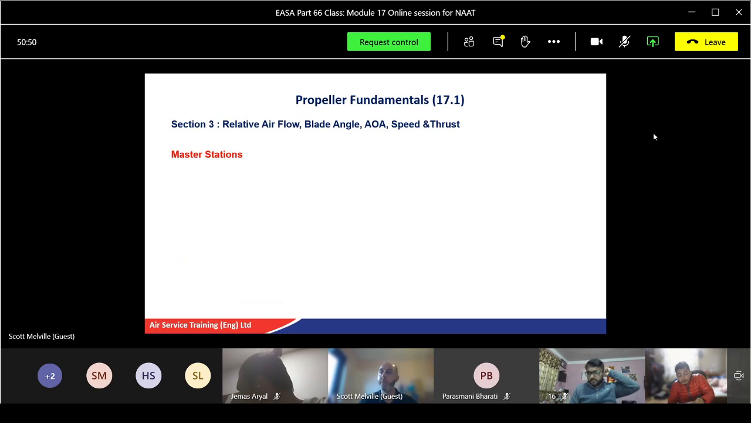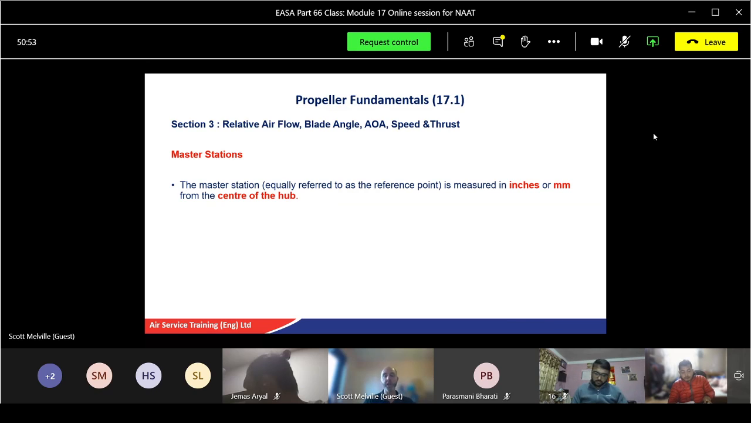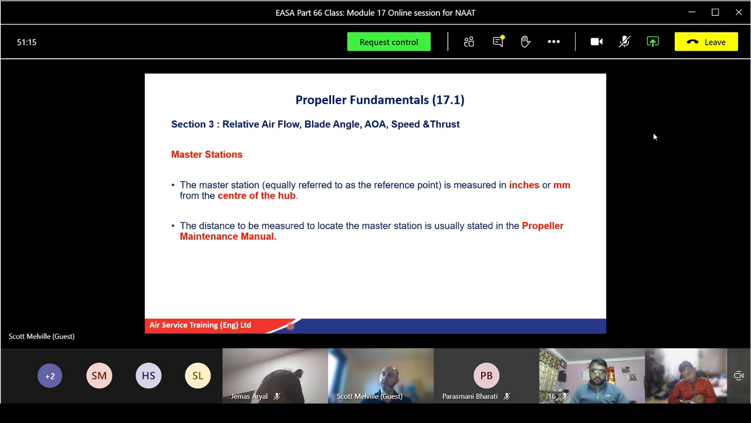Then we've got a thing called master stations. Master station can be referred to as a reference point. That's where we take the reference from and stuff like that. It's measured in inches or millimeters, can be metric or imperial, doesn't matter, from the center of the hub. So master is from the center of the hub, the stations are maybe from the tip to the hub. Now, the distance to be measured to locate the master station is usually stated in your standard propeller maintenance manual. So obviously, for that specific propeller, go and find the information, and you can find out where it is.